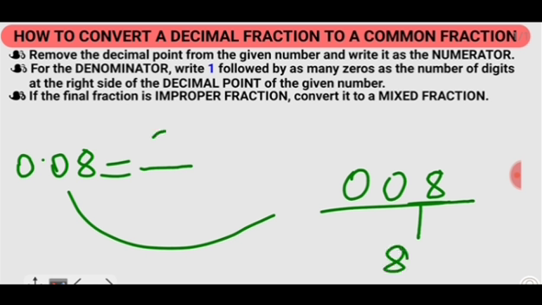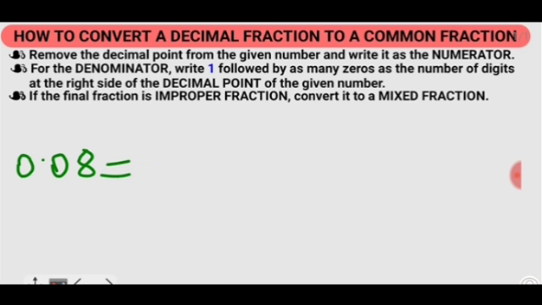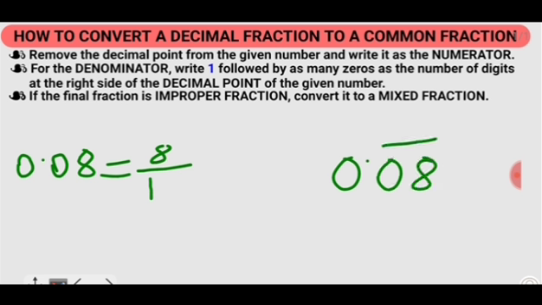So this 8 will be the numerator, correct? So what is our numerator now? Our numerator is only 8. Then below you need to write 1 followed by how many zeros? Take 0.08. Now count how many digits there are at the right side. One digit, another digit. So total 2 digits. If there are 2 digits, you have to write 1, 0 and another 0, correct? So what is our denominator now? The denominator is 100, correct?